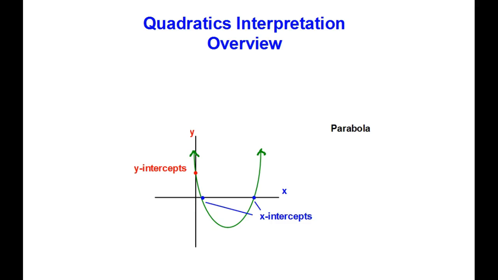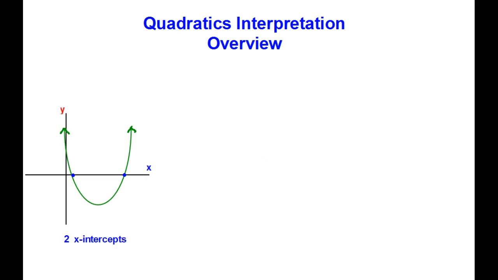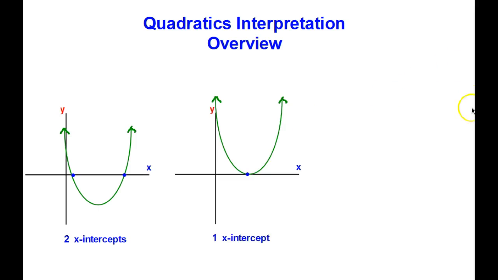But what's interesting about having two x-intercepts is that some parabolas don't. Now the one we're looking at right now does have two, but here's an example of a parabola that only has one x-intercept right here. So instead of two x-intercepts, it only has one because that vertex is just touching the bottom of that x-axis, so it's only crossing one time.